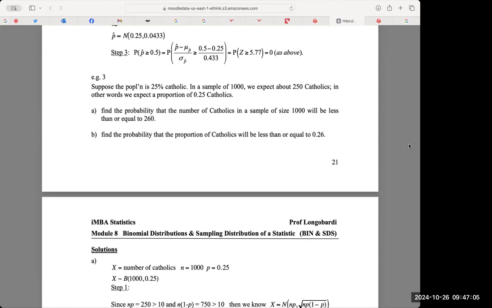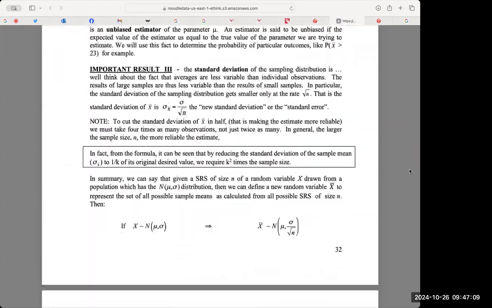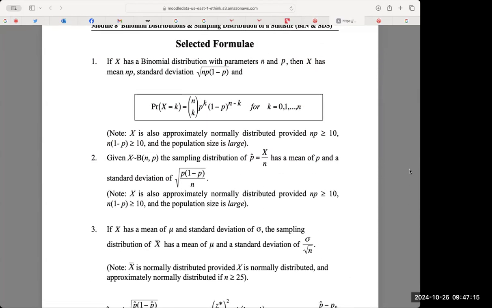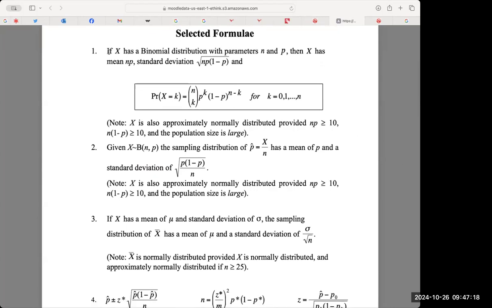So I told you last class, I want you to print out or recopy the formula sheet at the end because we're going to use it. I'm going to teach with this. So here's the first one. If X has a binomial distribution with parameters N and P, then X has a mean of NP and a standard deviation of the square root of NP(1 minus P). And for each individual outcome or number of successes, K, this is the formula. Okay, so that's the summary for the formula if you need it.